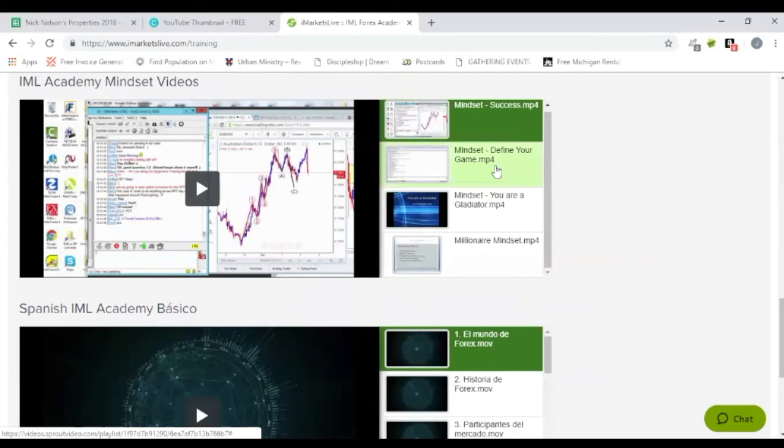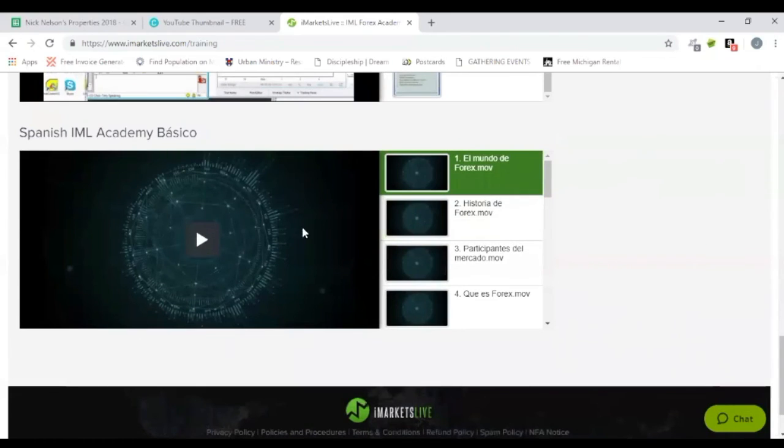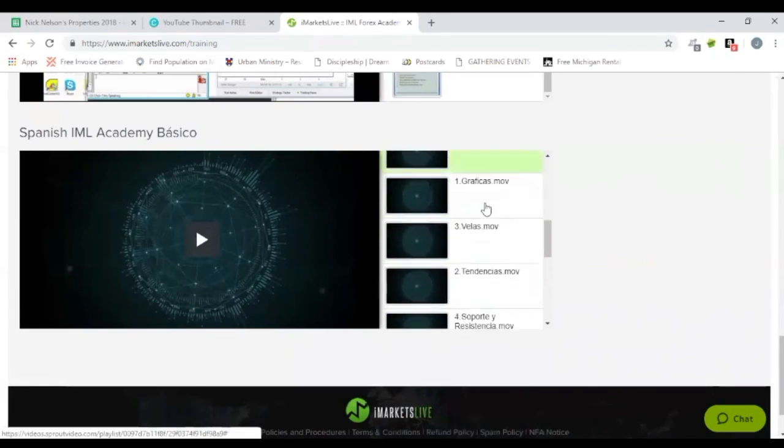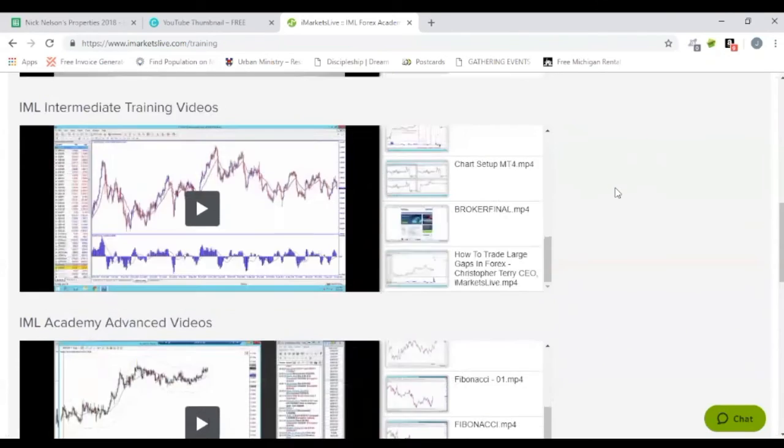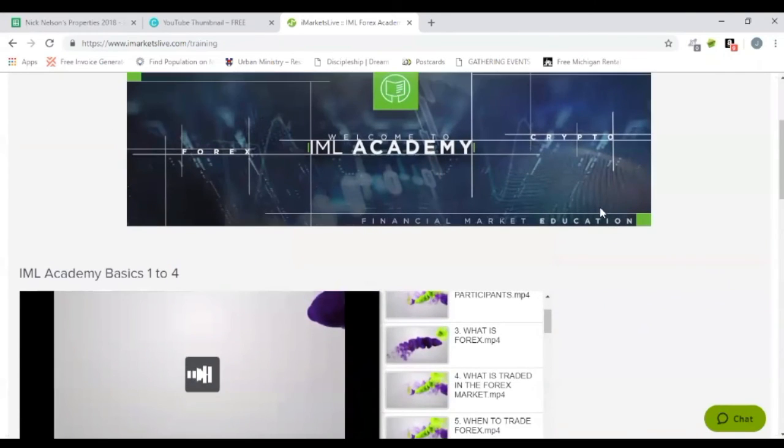You need to develop what kind of a trader you are. Are you a scalper? Are you a long-term trader, a swing trader? Are you a day trader? You know, what kind of a trader are you? And that's going to help you with this mindset section. And then, of course, for those who need Spanish, we have the IML Academy, the whole entire thing right there in Spanish. So that's your little walkthrough through IML Academy.